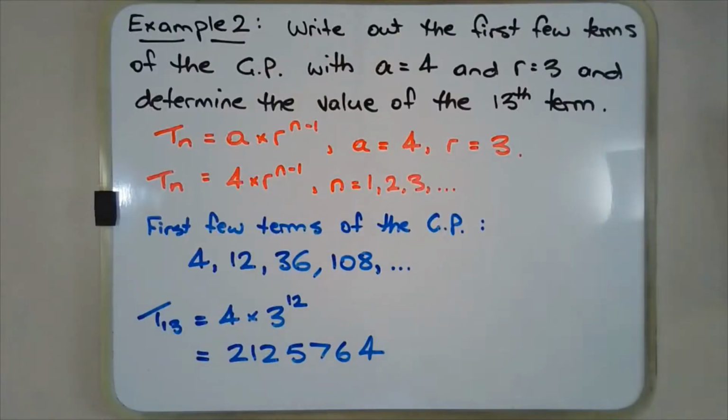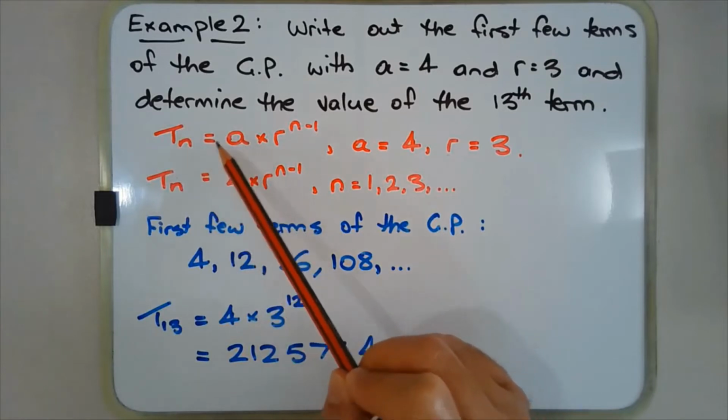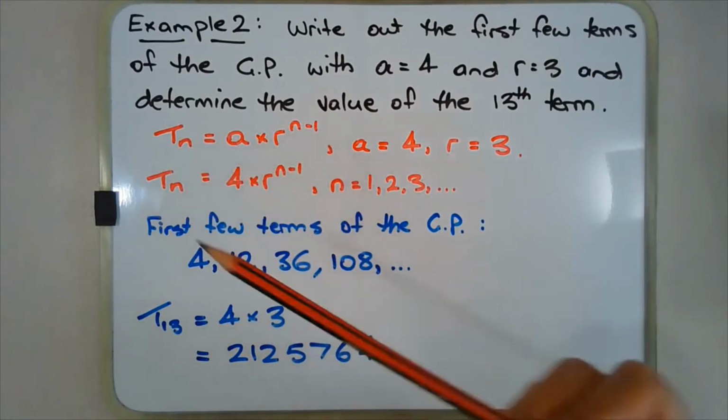Example 2. Write out the first few terms of the GP with a equals 4 and r equals 3 and determine the value of the 13th term. So we can use the non-recursive formula for the general term of a geometric progression. That is, the nth term, Tn, is equal to the first term a multiplied by r to the power of n minus 1, r being the common ratio.